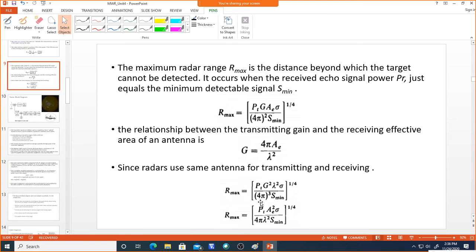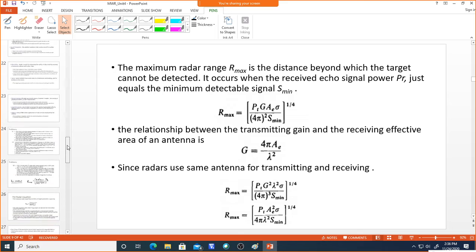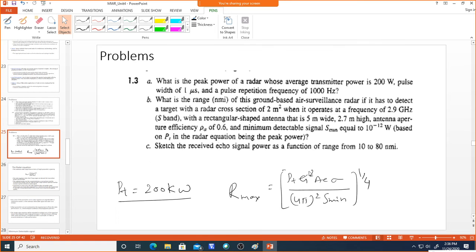So this is the same equation, you can use either. So here it is G now. If you substitute, then it will become G square. So this is G. Okay, so find it out.